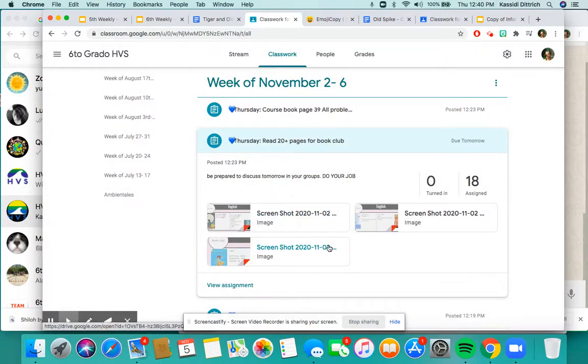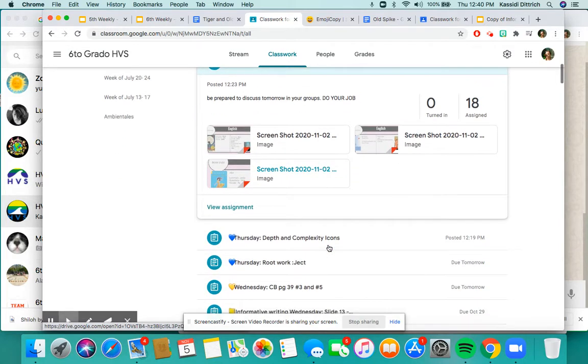If you have any issues with getting your book, please let me know, and I will try to send you a PDF version of it if you cannot get it on Kindle or on iBooks.